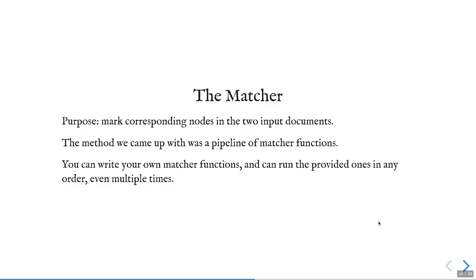Alright, to talk about the matcher, which is a small part of the overall system that the customer wanted, but it's the bit I wrote. I wrote a lot of it, I didn't write it all. The purpose of the matcher is to mark corresponding nodes in the two input documents, the original and the changed document. And the method we came up with was a pipeline of matcher functions. You can write your own matcher functions, so it's open. You can run the provided ones and yours in any order and any combination, even multiple times. So it's very configurable. The default configuration is intended to work for a wide range of documents, though.